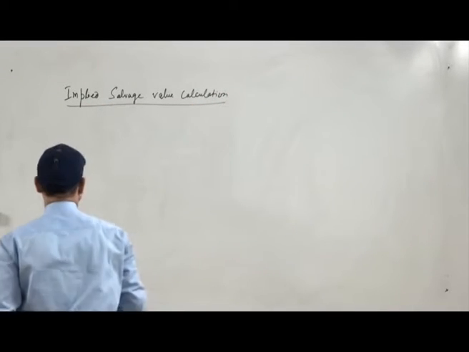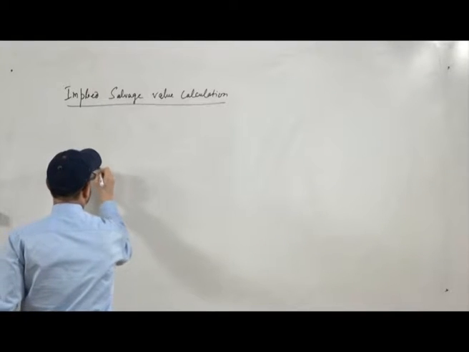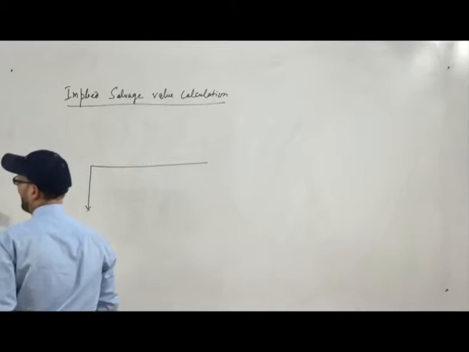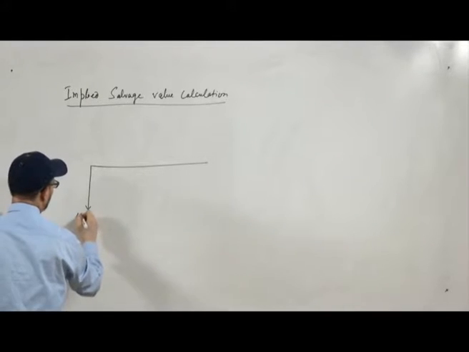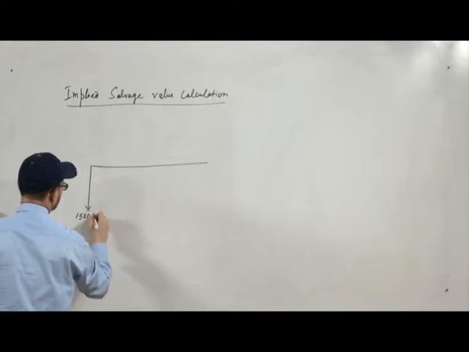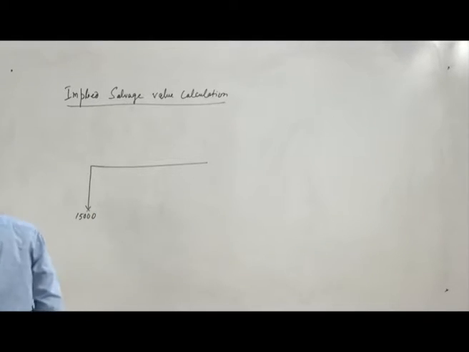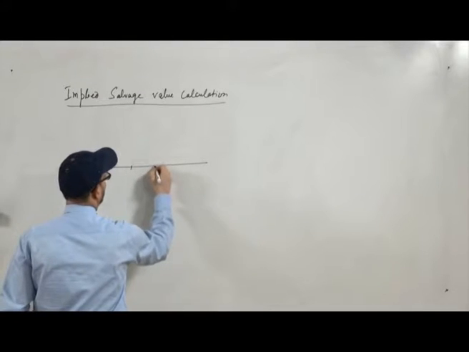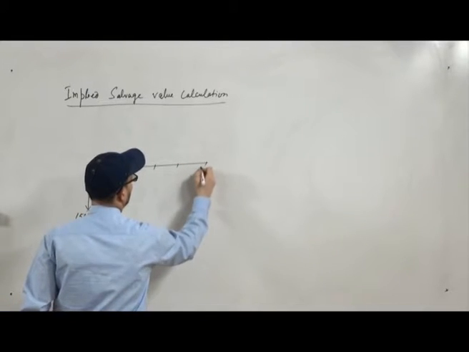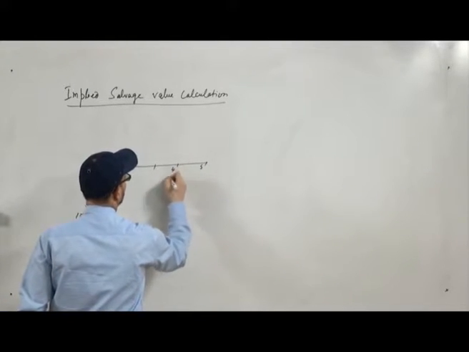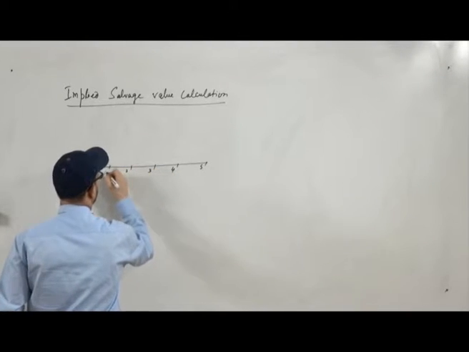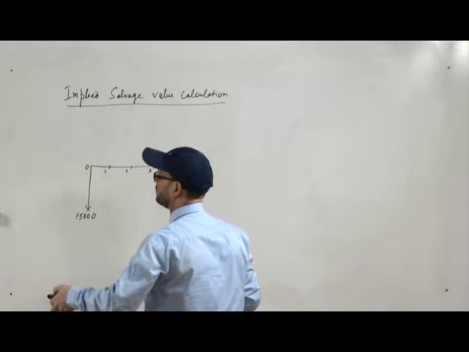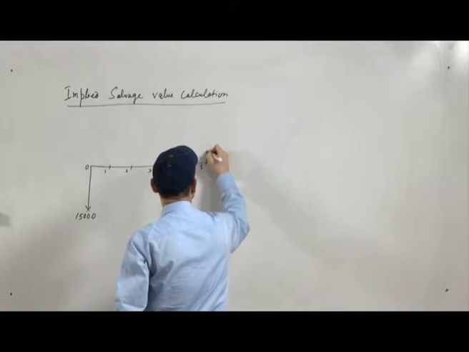Now what happens is that you had the asset for which you had the first cost of 15,000 and it had a life of 5 years, and after the 5 years of its life it had the salvage value of 3,000.